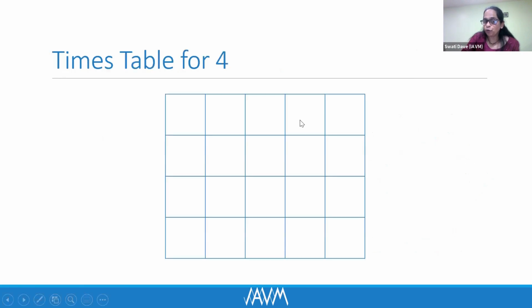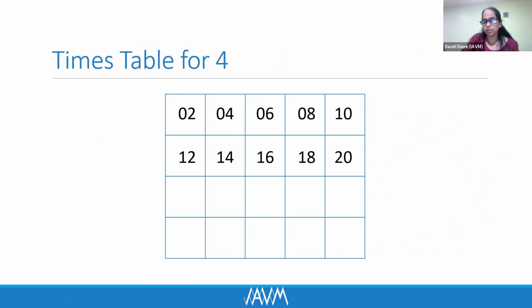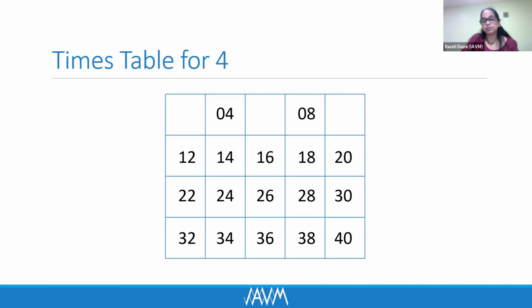With this, we go to the 4 times table. Again, make them write their even numbers or skip counting by 2, and ask them to scratch out the alternate numbers. And we have the 4 times table.